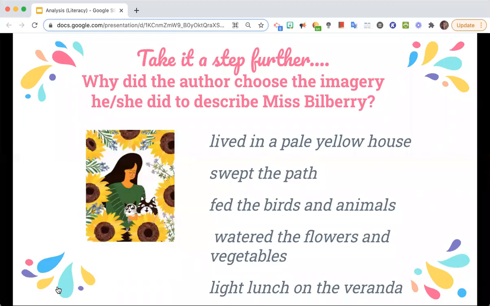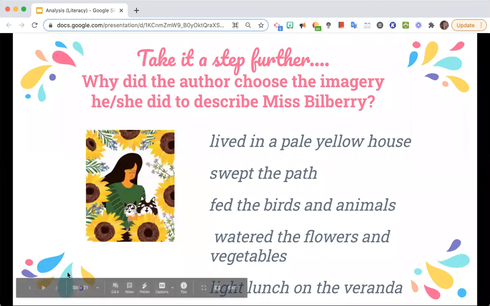She fed the birds and animals. So we again have an image in our mind. She watered the flowers and vegetables. She had a light lunch on the veranda. So a light lunch, not a heavy lunch, not skipped lunch. And of course on the veranda, the word veranda sets a little bit of a pleasant mood. It's a pleasant image that students might create in their minds.